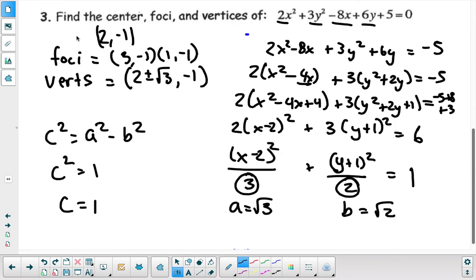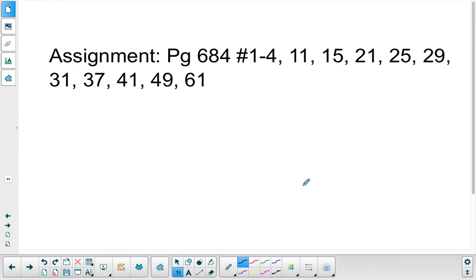But there's your information. You could graph all of this and you're good. The co-vertices are just taking these and adding and subtracting them to negative 1. But completing the square is obviously the hardest part of this. After that, you have your information to get there. But that is it for this one.